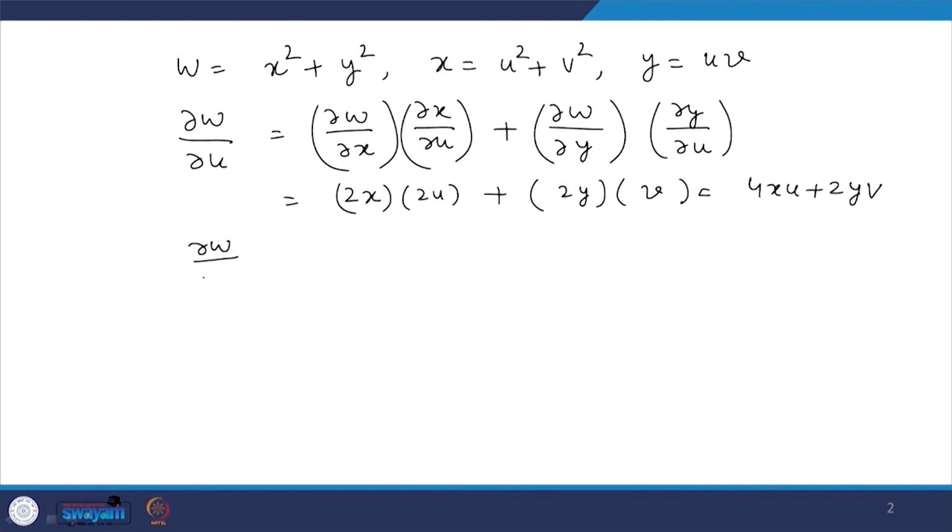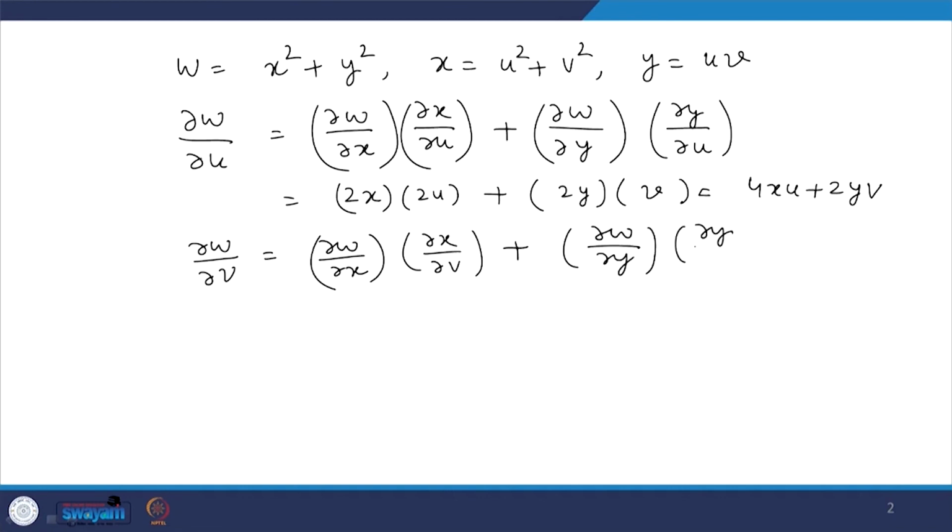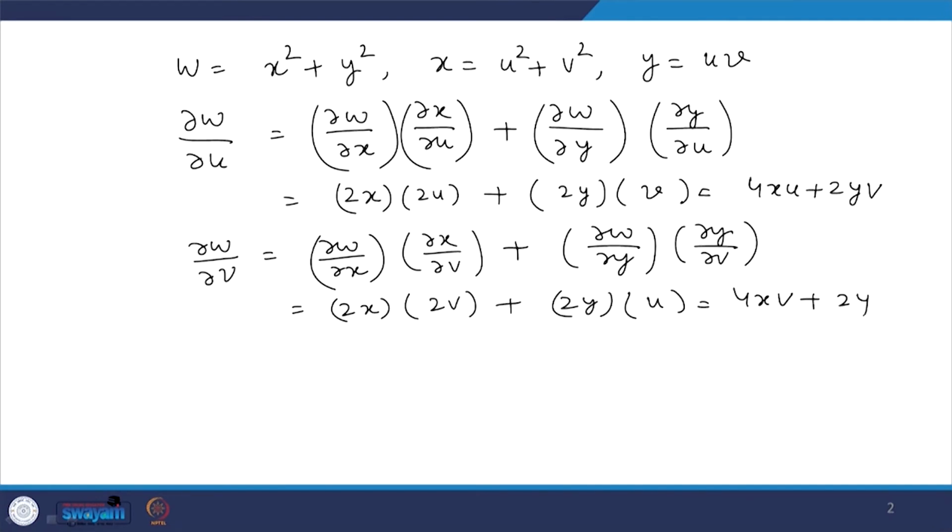Now, if you want to compute del w upon del v, this is nothing but del w upon del x into del x upon del v plus del w upon del y into del y upon del v. So, this is 2x into 2v plus 2y into u. So, this is 4xv plus 2yu. This is one simple example of the chain rule. In this way we can also find higher order derivatives using the chain rule. Thank you very much for hearing me.